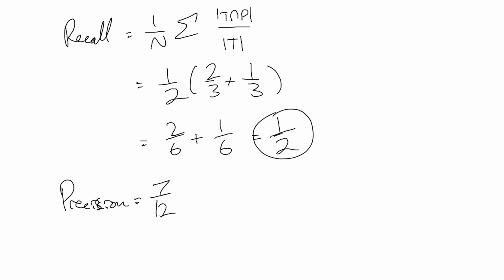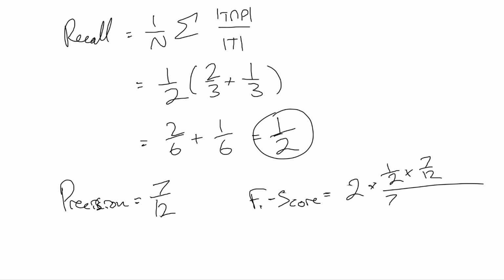we can then get the harmonic mean of them, which is the F1 score, which is 2 times 1 over 2 times 7 over 12 divided by 7 over 12 plus 1 over 2, which is roughly 53%.